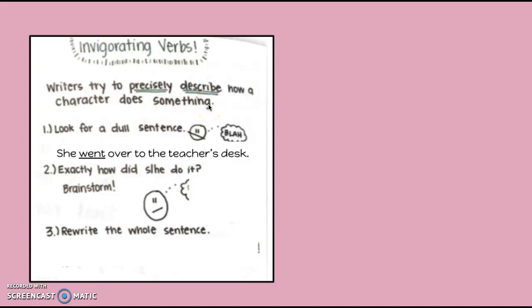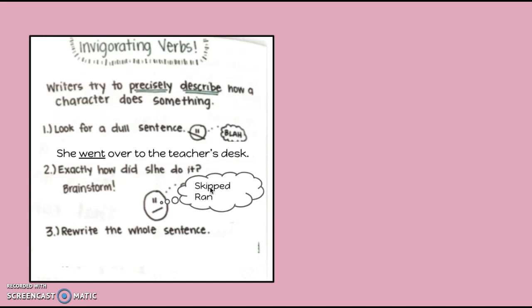So I have a dull sentence, which is she went over to the teacher's desk. So this is my verb. So she went over to the teacher's desk, but how exactly did she do it? I have to think. She skipped, she ran, she went over there fast.